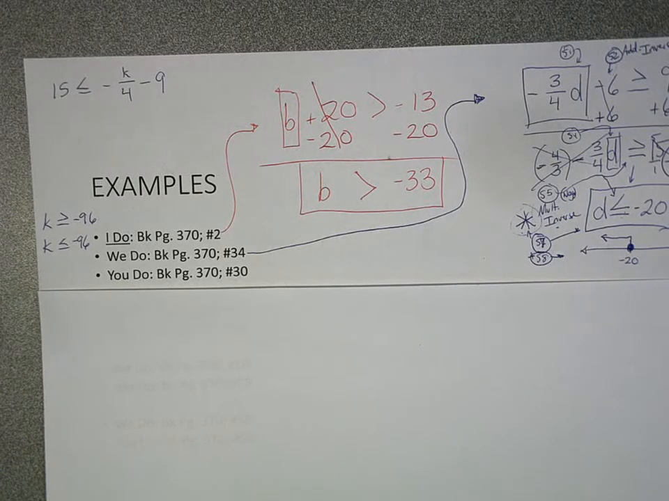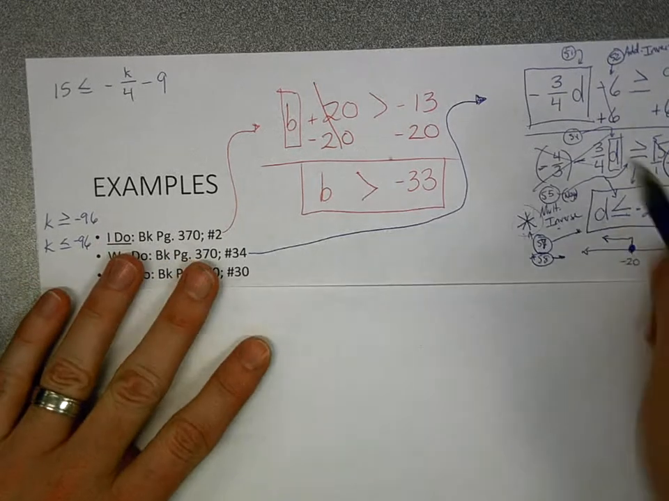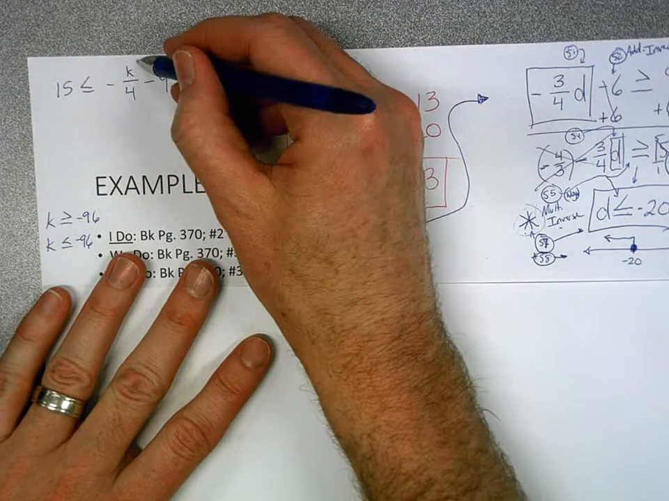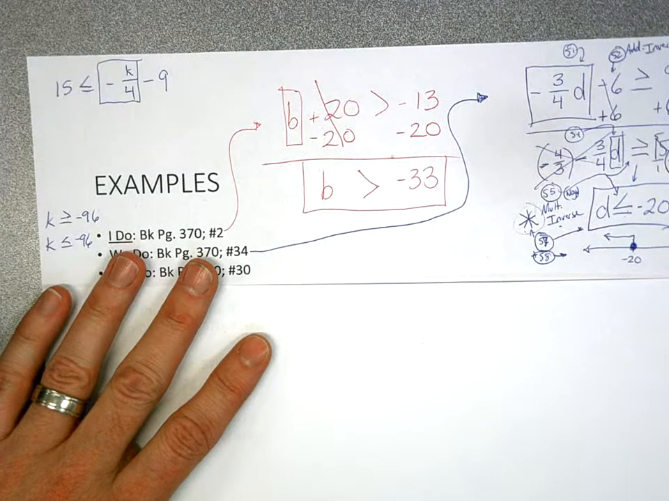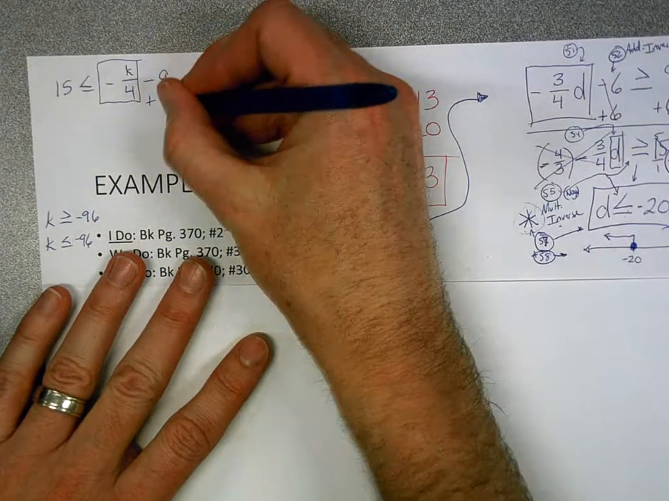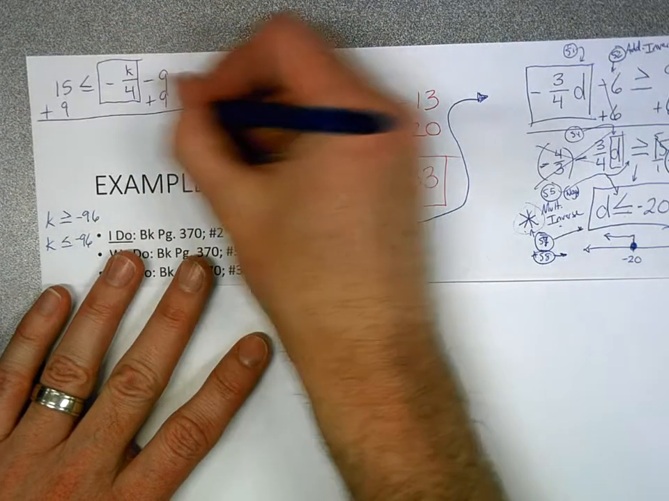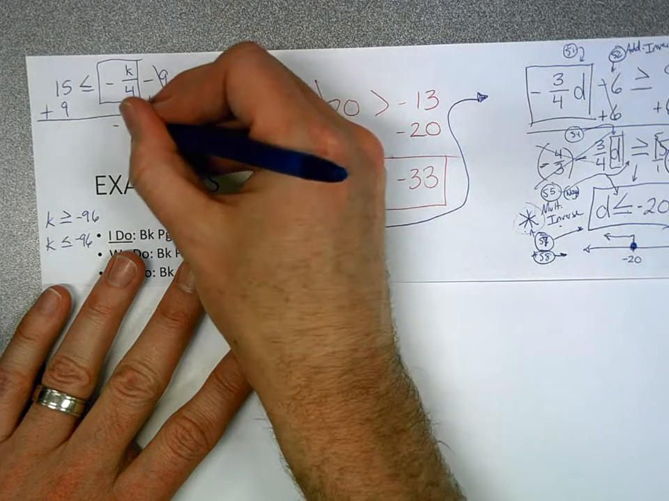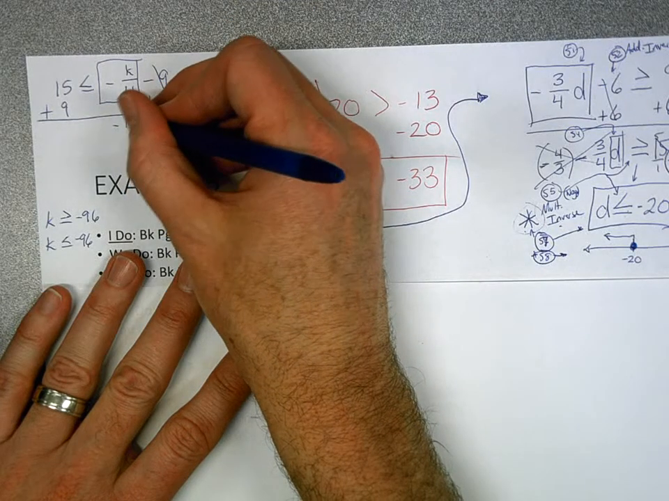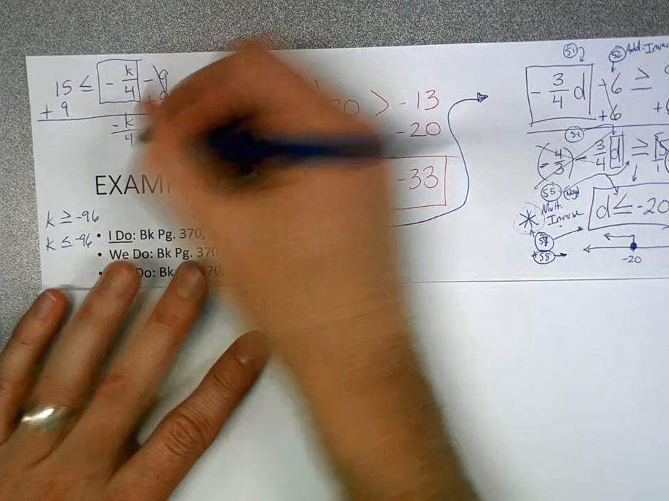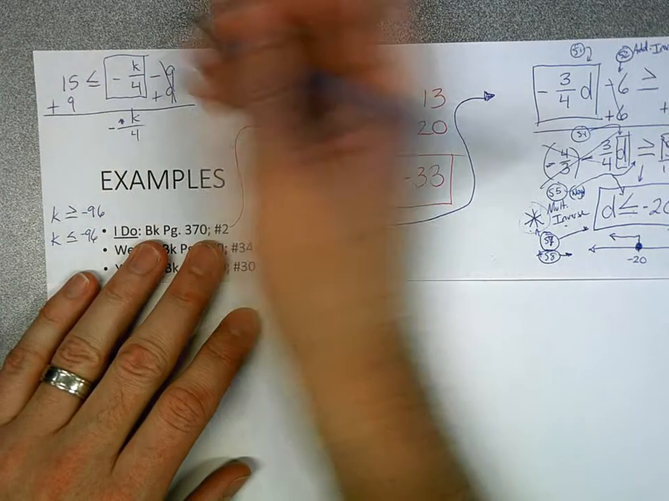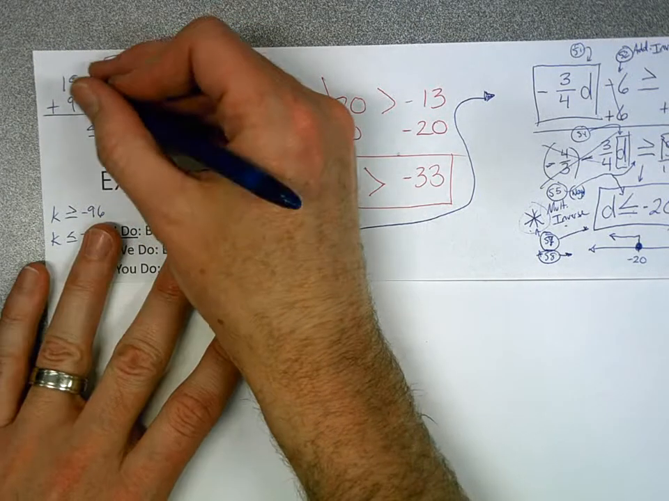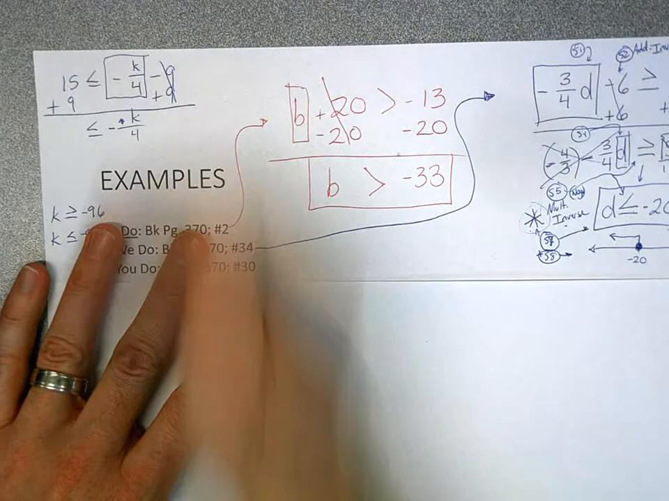Here we go. The very first thing you do is what I said, box in your variable term, always with that sign to the left. You're going to do additive inverse first, so I'm going to add 9 to both sides. Those cancel. I end up with negative k over 4, and you could have the negative there or out front, doesn't matter. 15 plus 10 would be 25, but 15 plus 9 is 24.